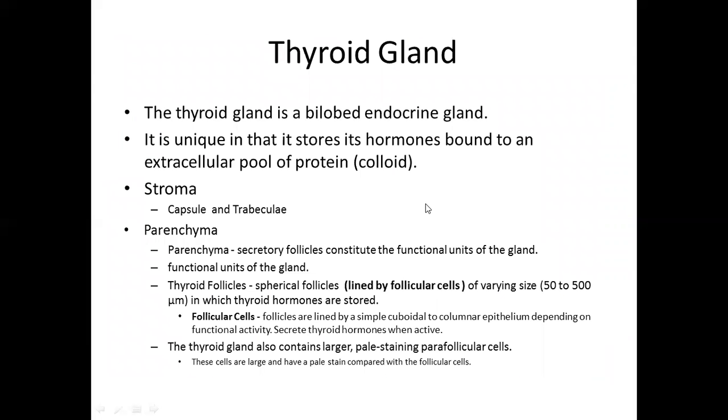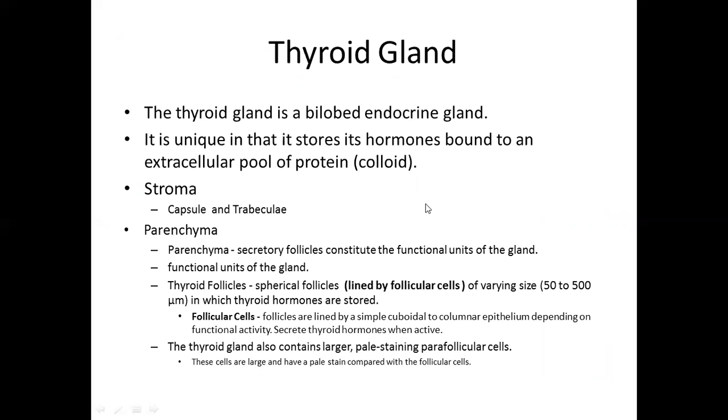Now moving towards the next endocrine gland, the thyroid gland. If we talk about its features, it is a bilobed endocrine gland. There are two lobes connected through a thin connecting stalk.